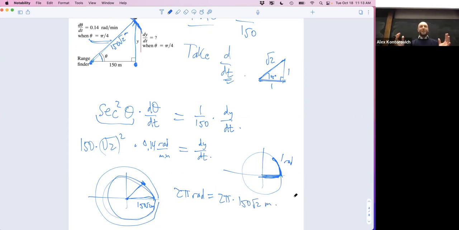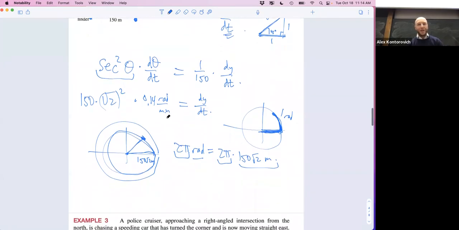In other words, the distance of one radian is just the radius of whatever the circle is. That's what a radian is, right? The distance of one radian is the distance of one radius of the circle. That's why it's called radian. And so all we are saying here is that 2 pi radians is equal to 2 pi times 150 root 2 meters. So forget about the 2 pi's, one radian is 150 root 2 meters.